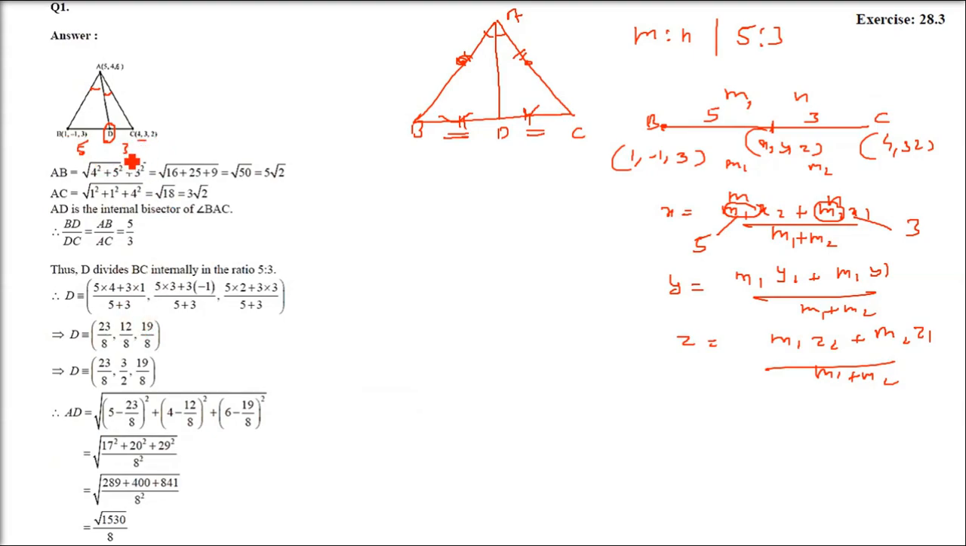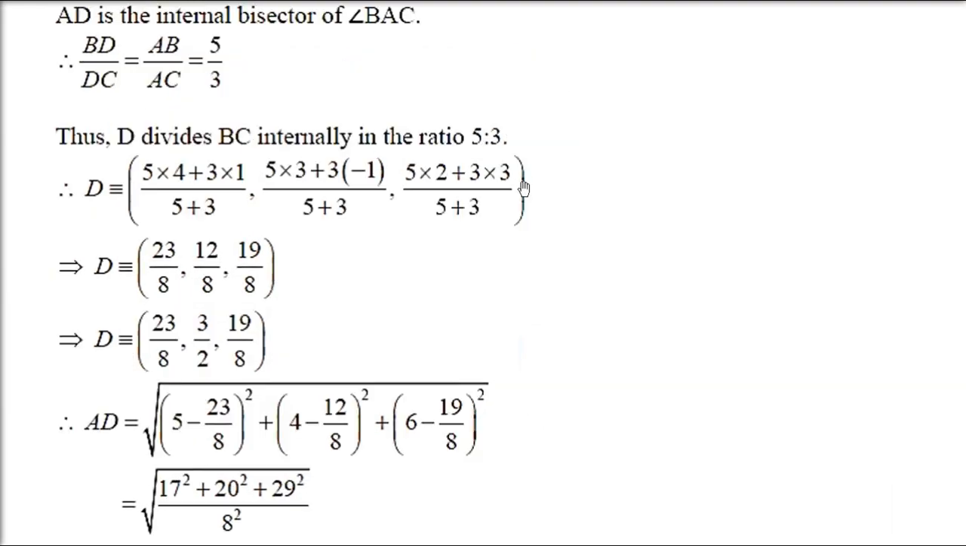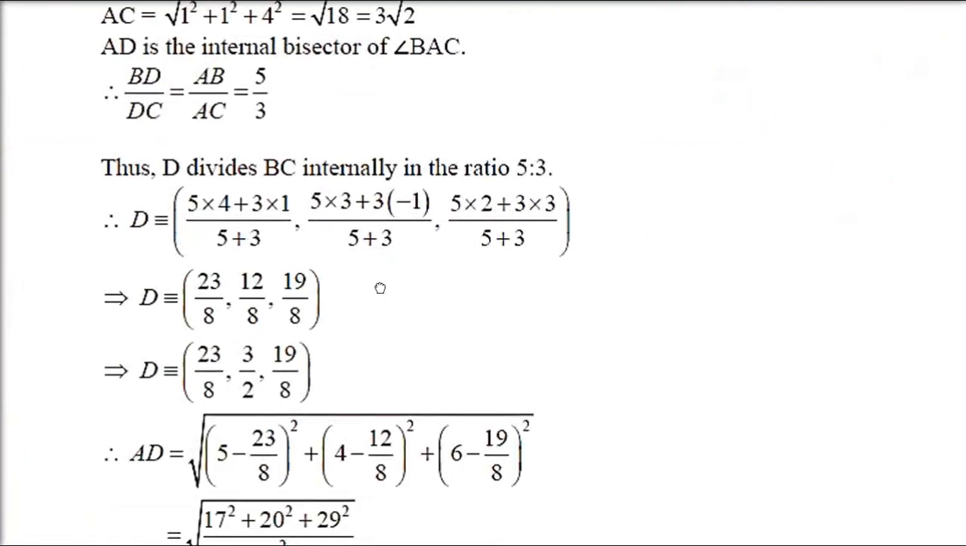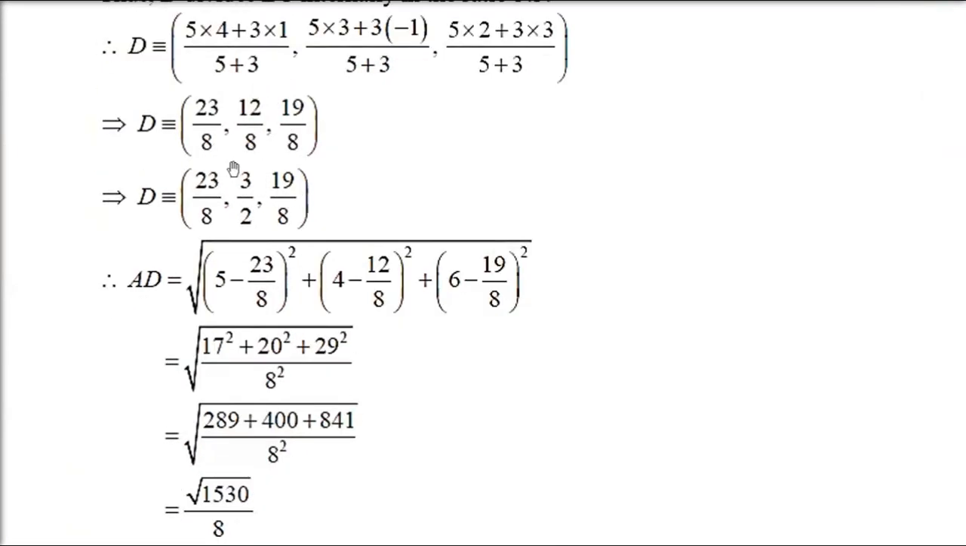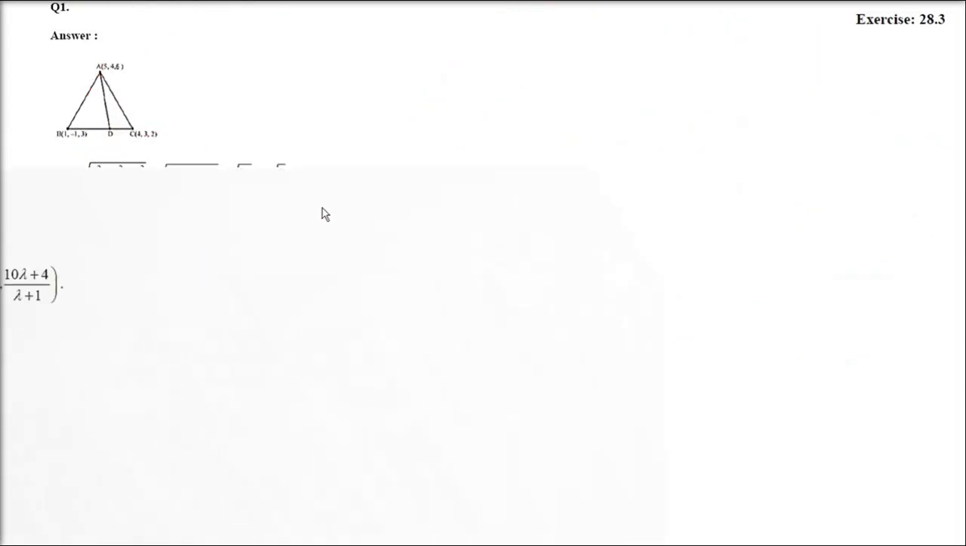Then 5 into 3 and 3 into minus 1, add them, divide by 5 plus 3. Then 5 into 2 and 3 into 3 divided by 5 plus 3. So you have the D point, and its coordinates are known. This is the first part of the answer. When D is known, A is also known, so you can find the distance AD by the distance formula. The distance will be under root 1530 by 8.